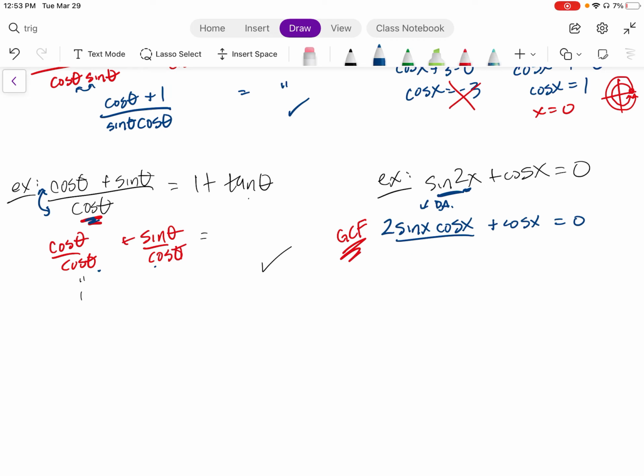So we have a GCF because I have cosine and cosine. Factor that out. What are we left with? We're left with 2 sine x and then plus 1, right? I need that placeholder. So therefore this equals 0, cosine x is 0, or 2 sine x plus 1 equals 0.